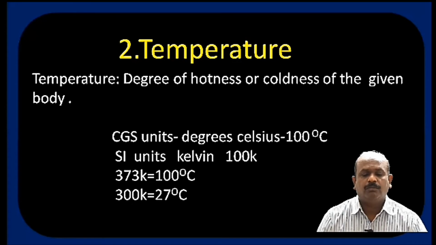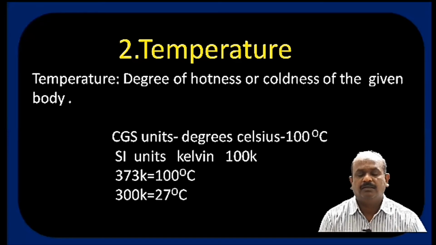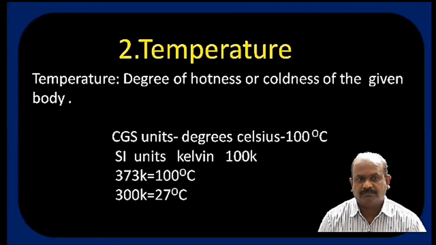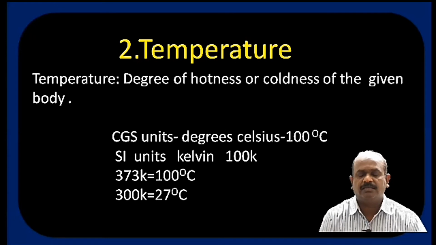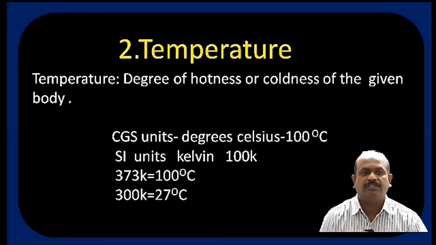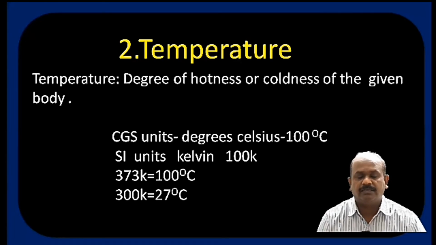Conversely, let us convert temperature from Kelvin scale to Celsius scale. Let us see how we can do this. 373 Kelvin. To convert this temperature into Celsius scale, you subtract 273 from 373. That means 373 minus 273 is equal to 100. So it is 100 degrees Celsius.